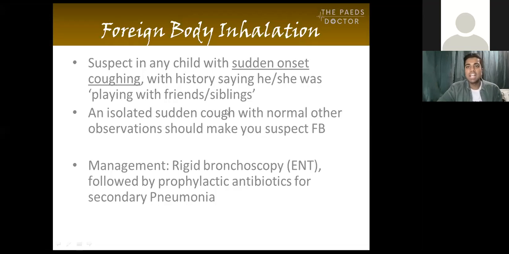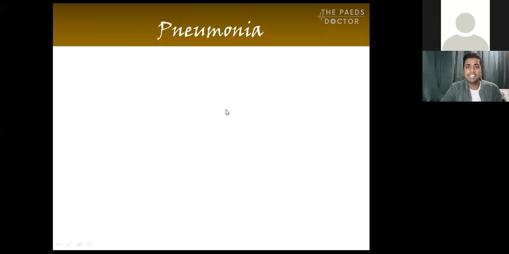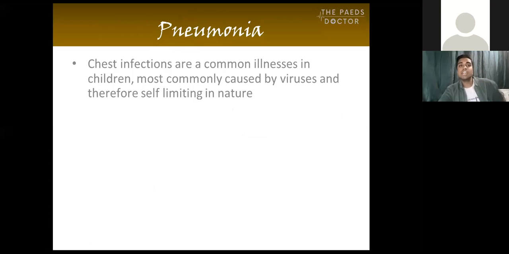Okay. I think there's only one more case, guys. Oh no, I don't think it's a case. I think I'm just going to discuss pneumonia. So chest infections are common illnesses in children, most commonly caused by viruses yet again. Therefore, they are generally self-limiting. The majority of the time, and you'll see this over and over again in GP practice, if a child comes in with signs of respiratory tract infection, the GP will just give them antibiotics. But the majority of the time, it is viral and it will be self-limiting.